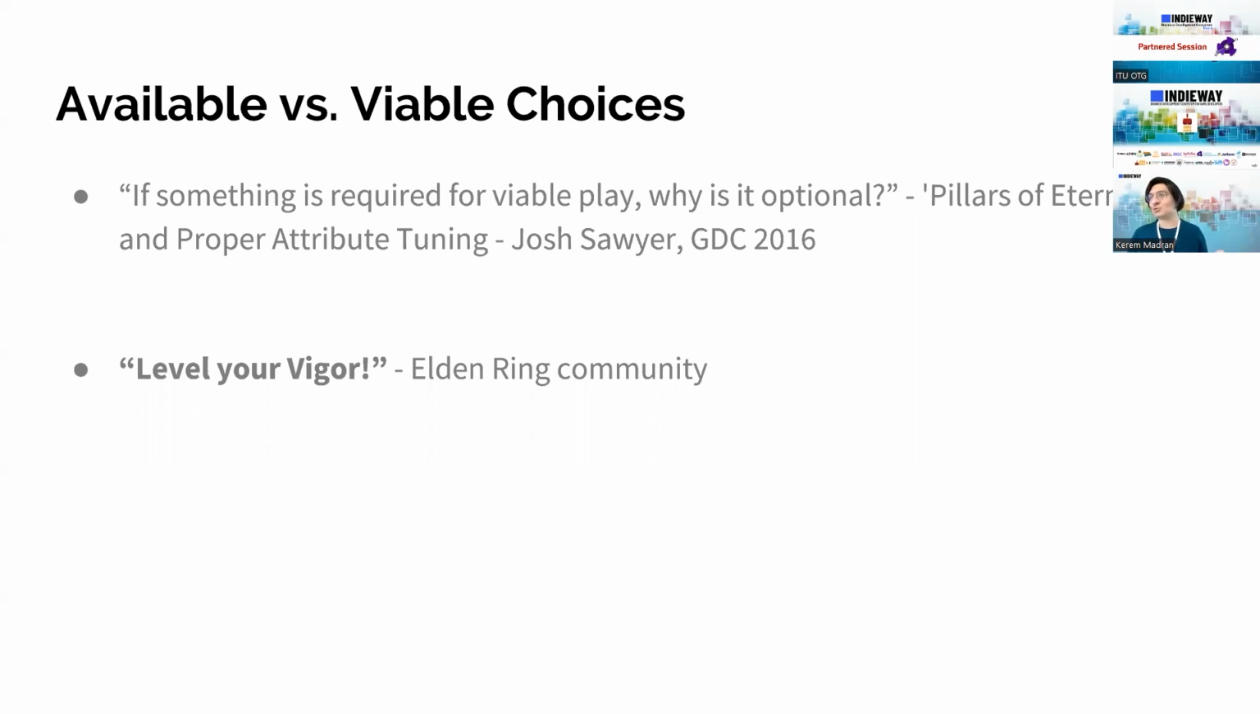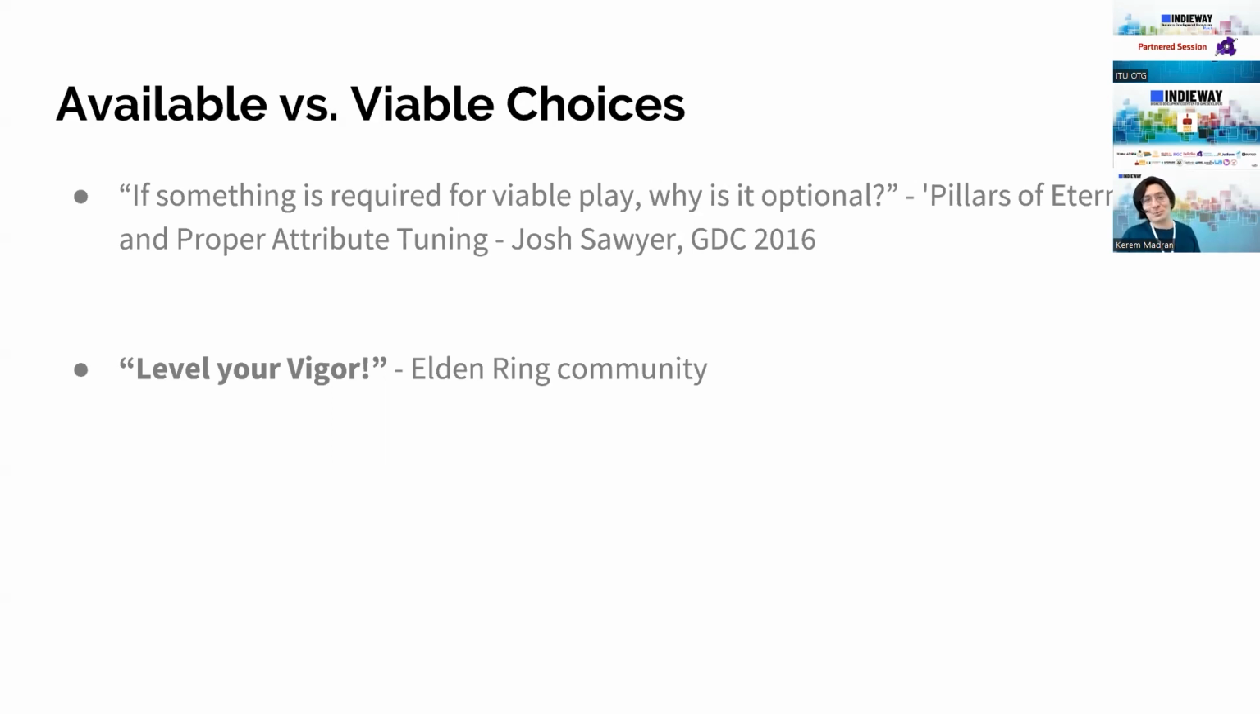Available versus viable choices. We have talked about agency and competency. It is really essential to believe that you make the correct decisions and they are viable choices. It is important for the motivation. However, in many games, there are choices that are not exactly choices. If something is required for viable play, why is it optional? So this is what it says here related to this concept.